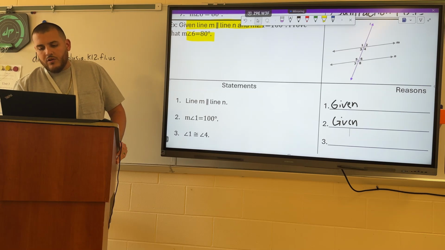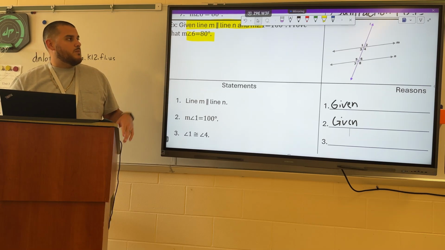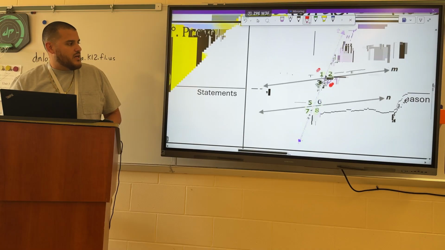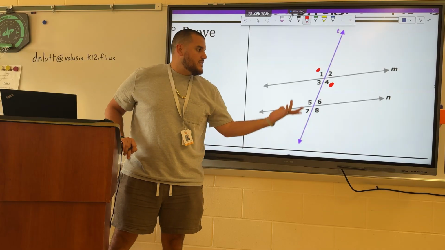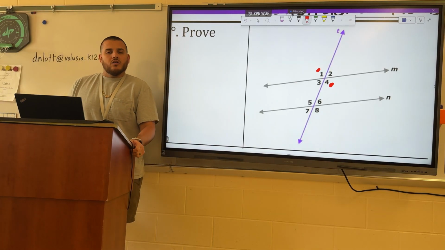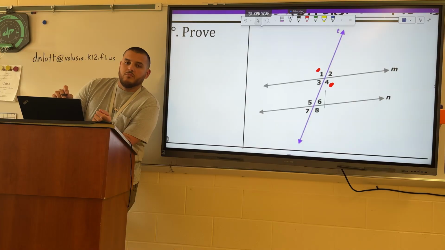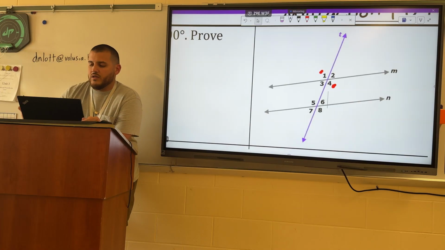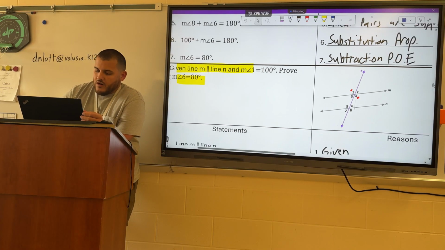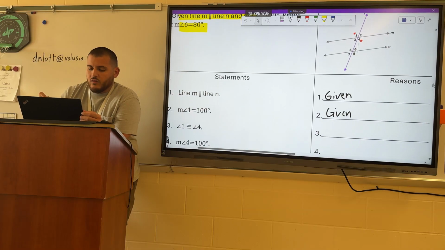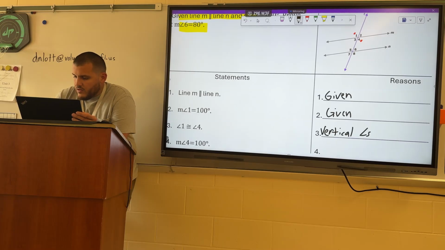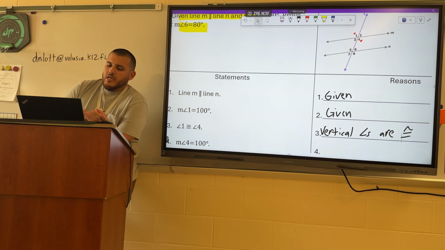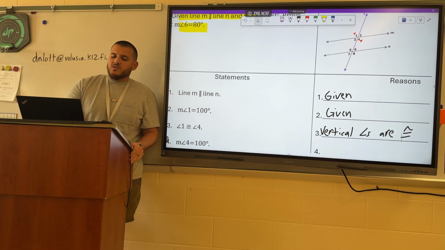Hopefully we can recall from unit 1 here. 1 and 4, those angles are across from each other at the intersections of lines. They're across from each other at the intersections of lines here. Those are vertical angles, which are always congruent to each other. Whether on parallel lines or not, vertical angles are always congruent. So for our reason 3, the reason angle 1 is congruent to angle 4 is because vertical angles are congruent.